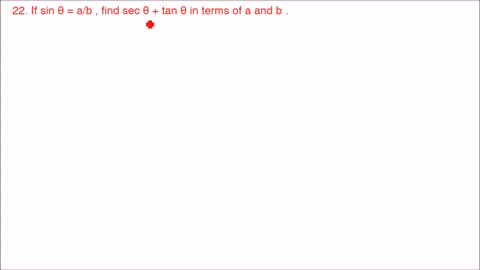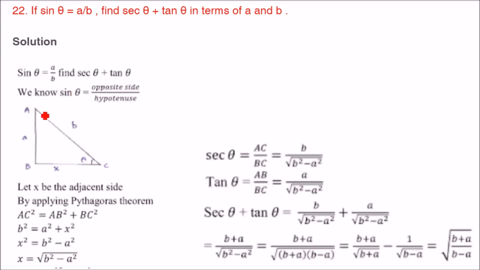Sin theta is a by b. Find sec theta plus tan theta in terms of a and b. So again we'll use the triangle. Sin theta is perpendicular upon hypotenuse. So perpendicular is a, hypotenuse is b. How to find this x? See, we'll take the Pythagoras theorem. So x square plus a square will be b square. So x square will be equal to b square minus a square, and x will be under root b square minus a square.